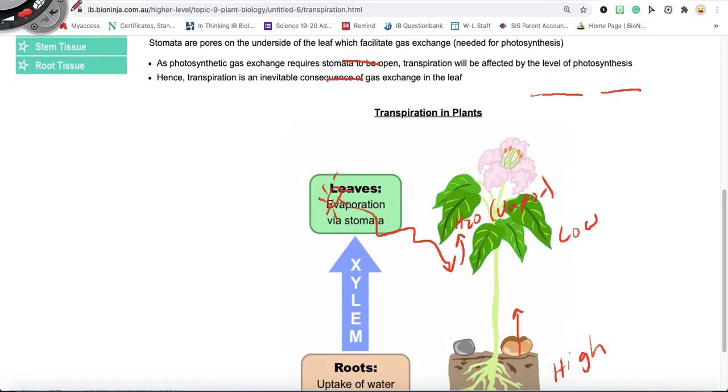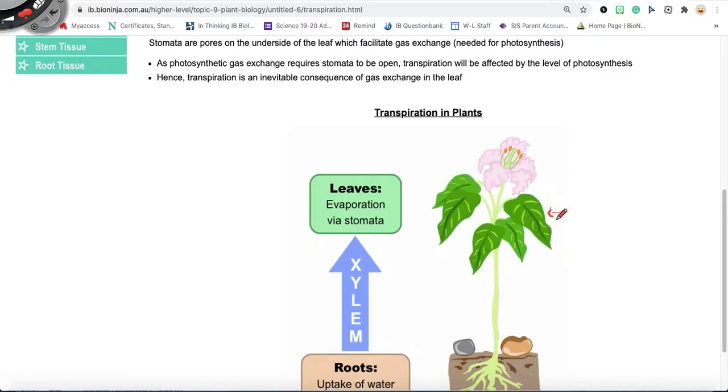So once again, the stomata, which are on the underside of the leaves, are going to open to facilitate the gas exchange for photosynthesis. So we know that transpiration is going to be affected by the levels of photosynthesis. So obviously a plant that's undergoing high levels of photosynthesis is going to have high transpiration rates, because that means that the stomata are opening a lot, and that plant is going to suffer from that water loss. So again, something to keep in mind.